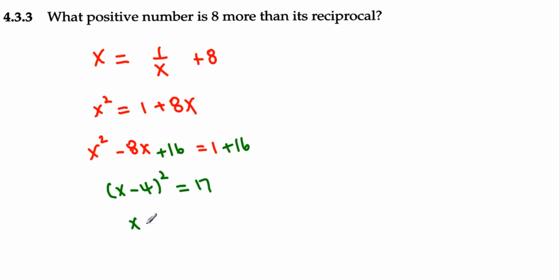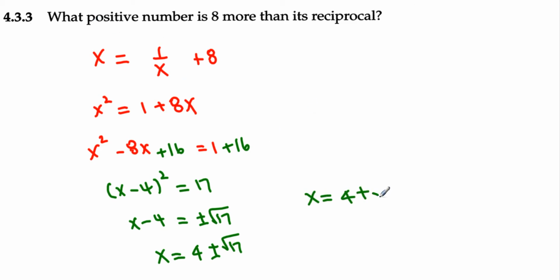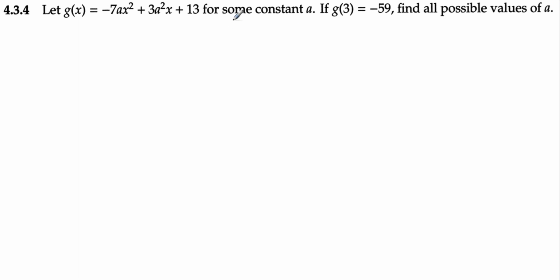So therefore, x minus 4 must be equal to plus or minus square root of 17, which is greater than 4, by the way, because 4 is the square root of 16. So when I add 4 on each side, x becomes 4 plus or minus square root of 17. But what they're looking for is positive numbers, so x must be equal to 4 plus square root of 17, which would be our correct answer. All right, let's look at number 4 here.